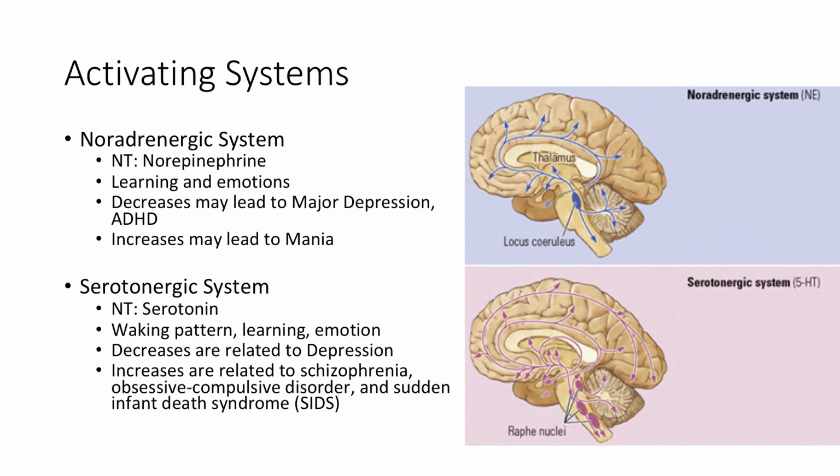And lastly, we are going to cover the serotonergic system very briefly. This system is involved in wakefulness as well, and it's also important for learning and memory. Decreases in the system are related to depression, and increases in the system are related to a couple of disorders, including sudden infant death syndrome. So let's talk about SIDS a little bit more.